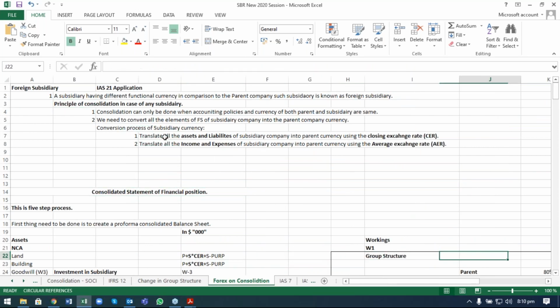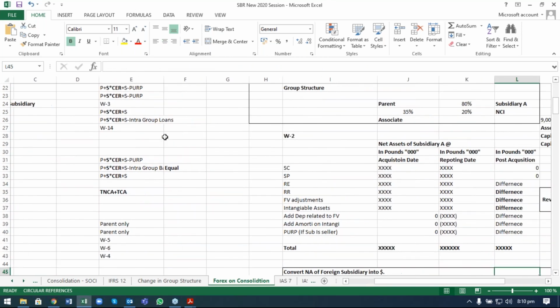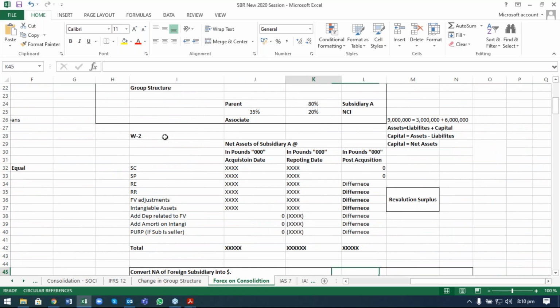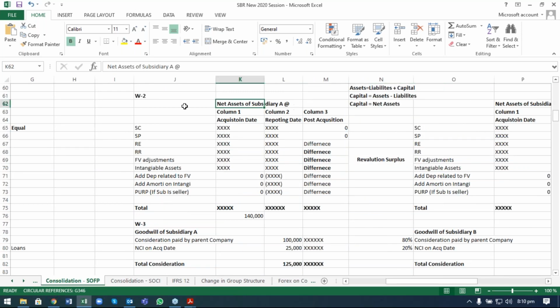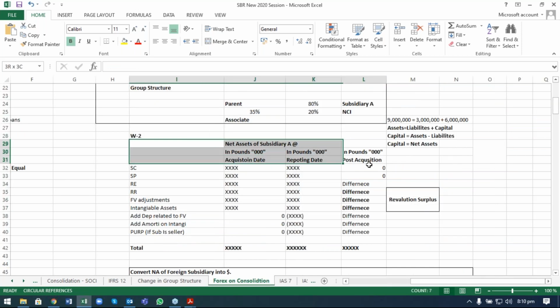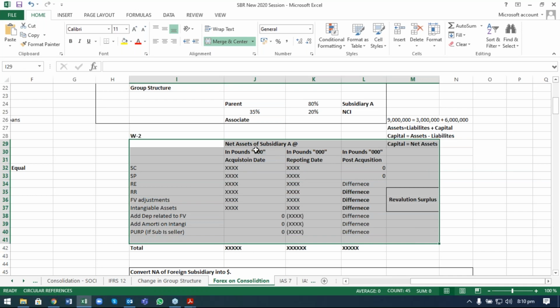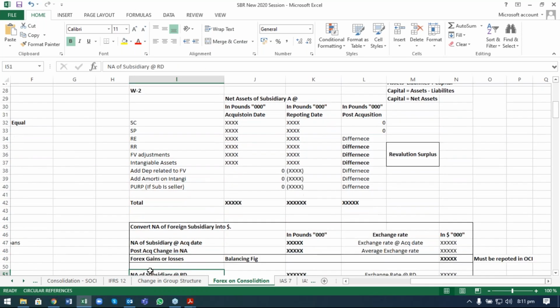So you have performed working number 2. I have taken the same data from the previous example. Suppose subsidiary A is a foreign subsidiary. It's the same idea. This is the statement of financial position, this is the net asset of subsidiary A, and subsidiary A is a foreign subsidiary. The data provided within the subsidiary is in pounds, and the functional currency of the parent is dollars. So we need to convert net assets of the foreign subsidiary into dollars.